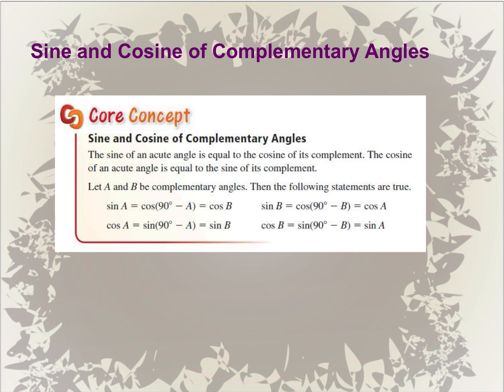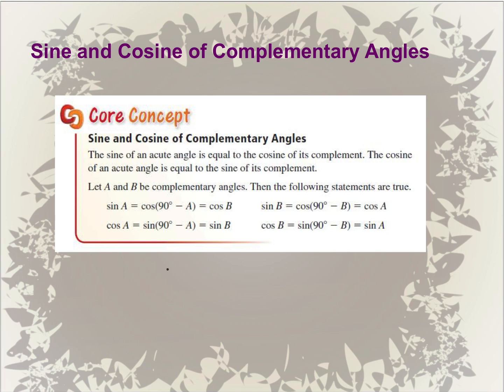So, sine and cosine of complementary angles. The sine of an acute angle is equal to the cosine of its complement, and the cosine of an acute angle is equal to the sine of its complement. So let A and B be complementary angles. The following statements are true. The sine of A is equal to the cosine of 90 minus A, and the cosine of A is equal to the sine of 90 minus A, so it's going to be the sine of B.